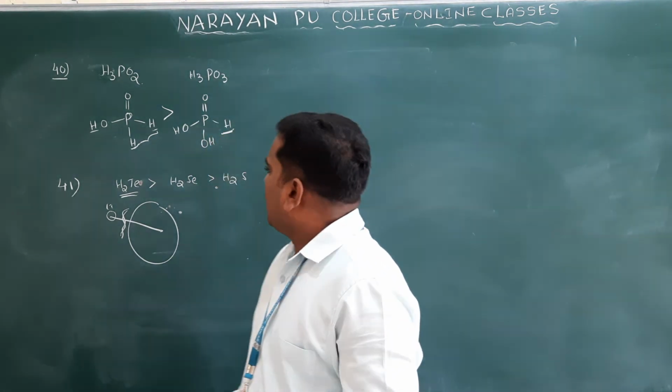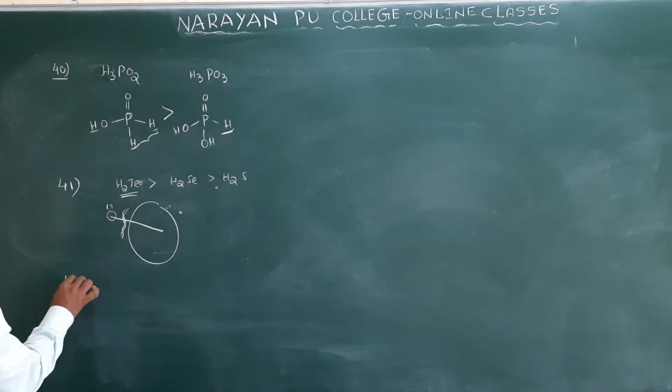Clear? Next one, 42. Coming to 42. Clear?